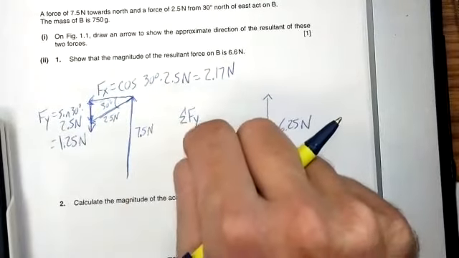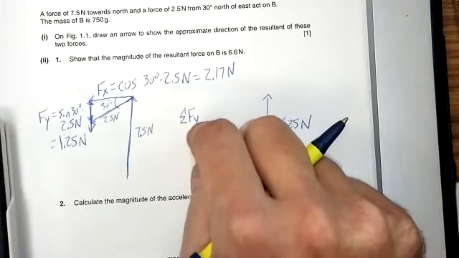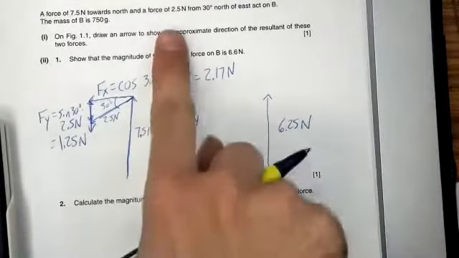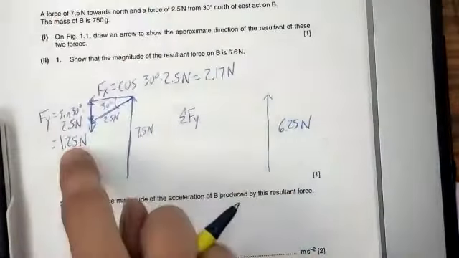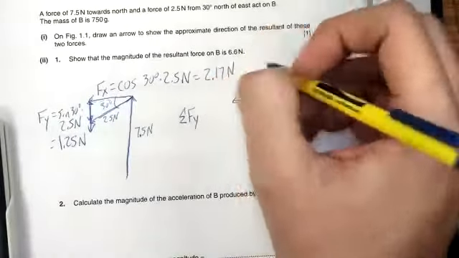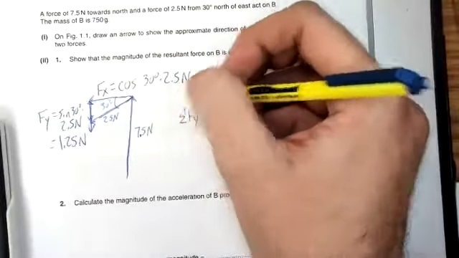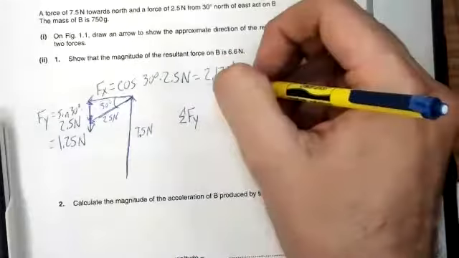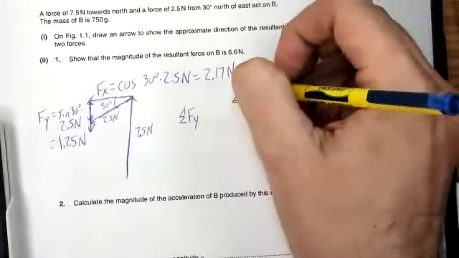So we've got to treat each dimension independently. We sum everything in the y dimension: that's the 7.5 up, the 1.25 down. This one tells me how far left I went, and to be very formal, that's the sum of the forces in the x direction. But there's only one force that brings this thing left or right. So the left force is this component, 2.17 newtons.